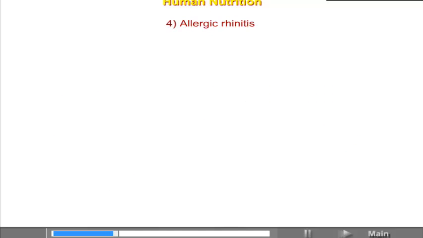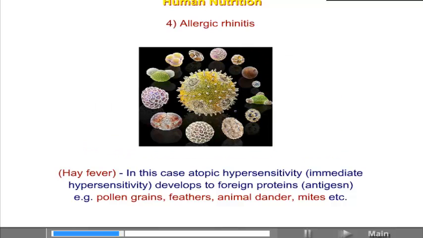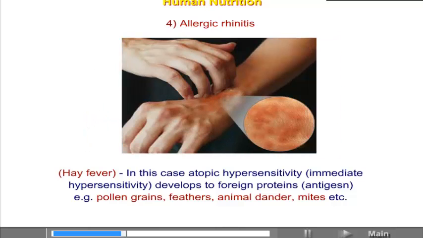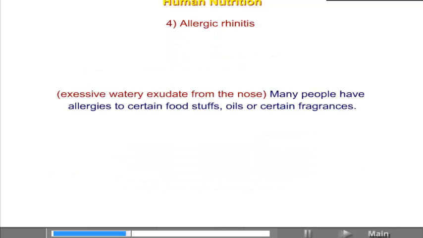Allergic rhinitis, that is hay fever. In this case, atopic hypersensitivity, that is immediate hypersensitivity, develops to foreign proteins, that is antigens. Example: pollen grains, feathers, animal dander, mites, etc. This causes acute inflammation of nasal mucosa and conjunctiva, and due to this, rhinorrhea develops. Excessive watery exudate from the nose.